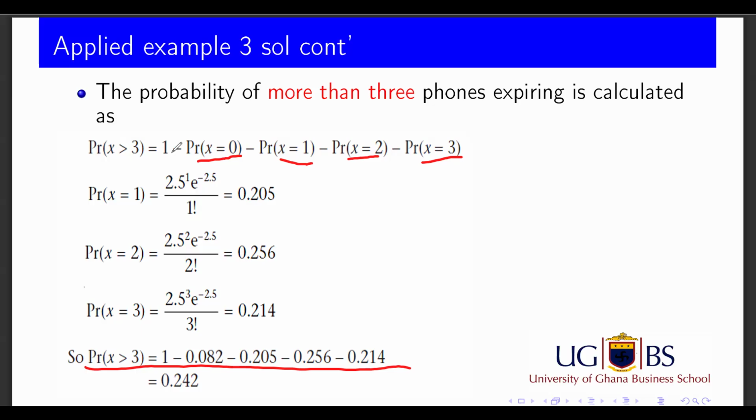So if x is less than or equal to 3, then we are talking about x being 0, being 1, being 2, and then being 3. So we find the probability of these numbers, 0, 1, 2, and 3. And then we add them together and subtract from 1.